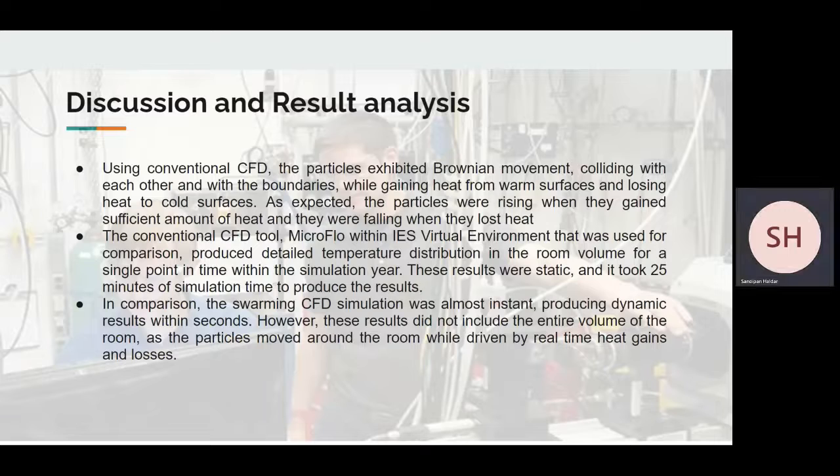Before the first CFD simulation was carried out, it was expected that the model would exhibit clear and continuous pattern formation akin to the static patterns observed in conventional CFD tools. However, much more complex dynamic behavior occurred. The particles exhibited Brownian motion, colliding with each other and with boundaries, while gaining heat from warm surfaces and losing heat to the cold ones. As expected, the particles were rising when they gained a sufficient amount of heat, and they were falling when the heat was lost.